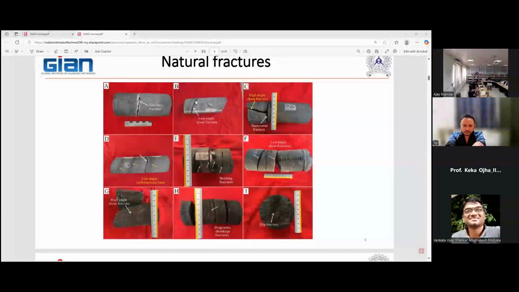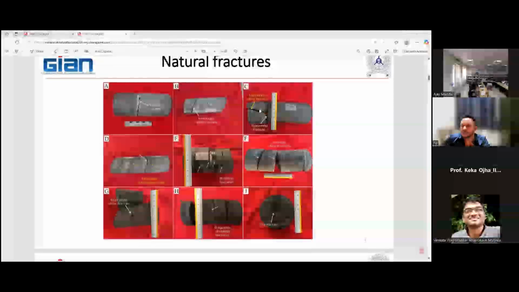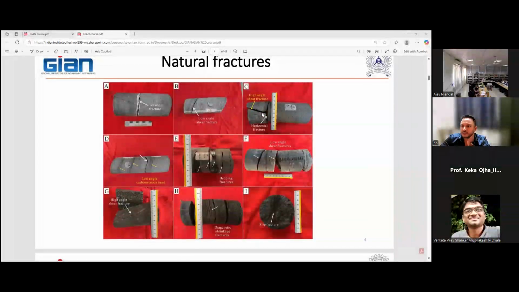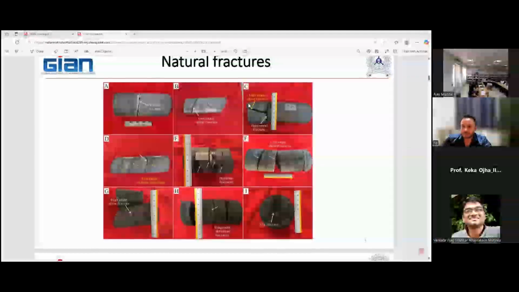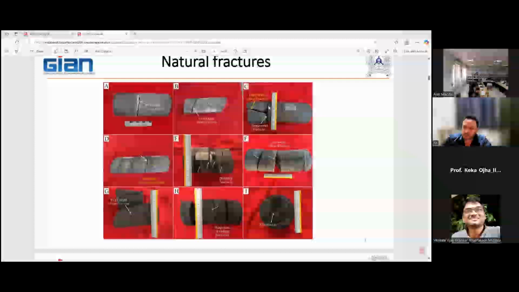Then you have high angle normal faults. You can see this is angled here, but it has some angle. It's not vertical. If the shale core is vertical, so this is angled, you can call it a high angle shear fracture. This is a very small normal fault. You can also see a horizontal fracture here. Then another type of low angle fractures you can see here.